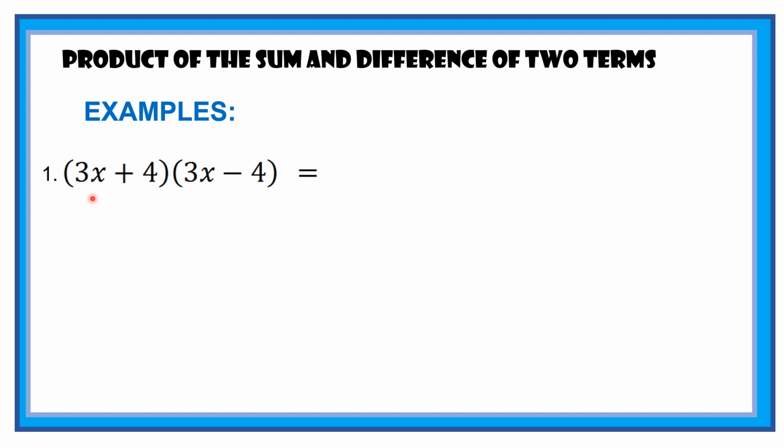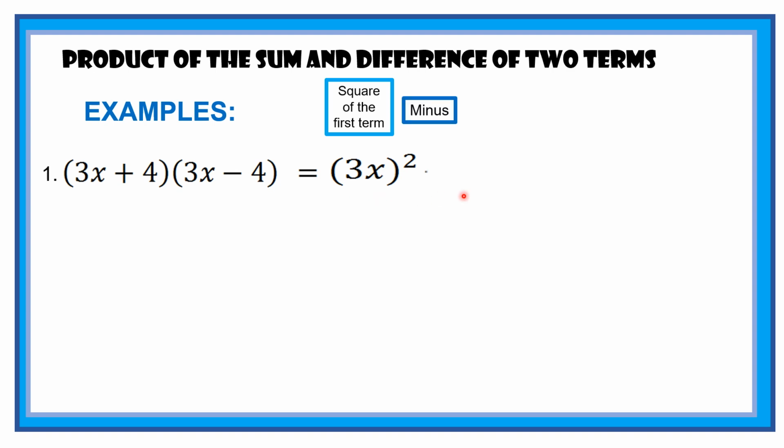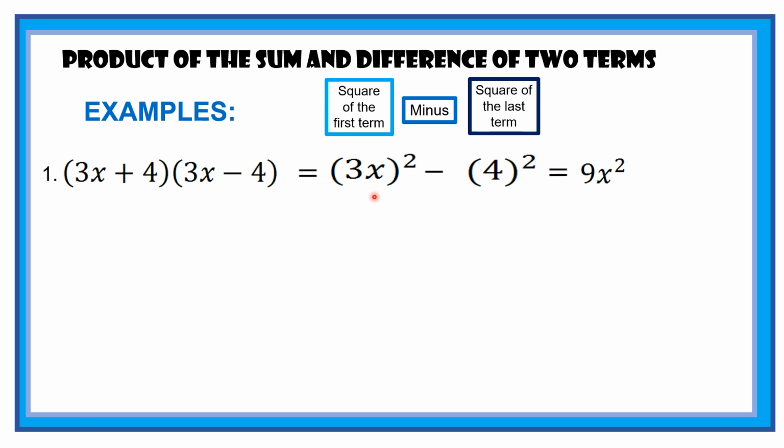Examples. So number 1, the quantity of 3x plus 4 times the quantity of 3x minus 4. So first step, square the first term. So we will square the first term, then minus, square the last term. So we have 4 squared. So we will now simplify. Square of the first term means 3x times 3x, so that is 9x squared. Then minus, square of the last term means 4 times 4, so we have 16. So ito na yung final answer, 9x squared minus 16.